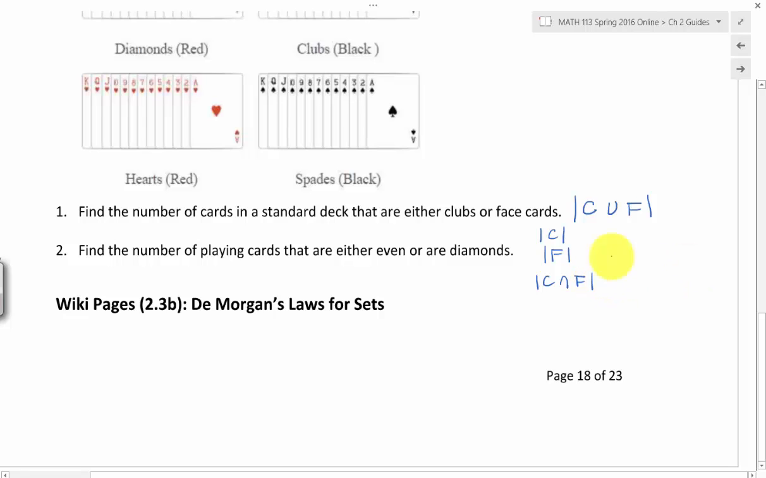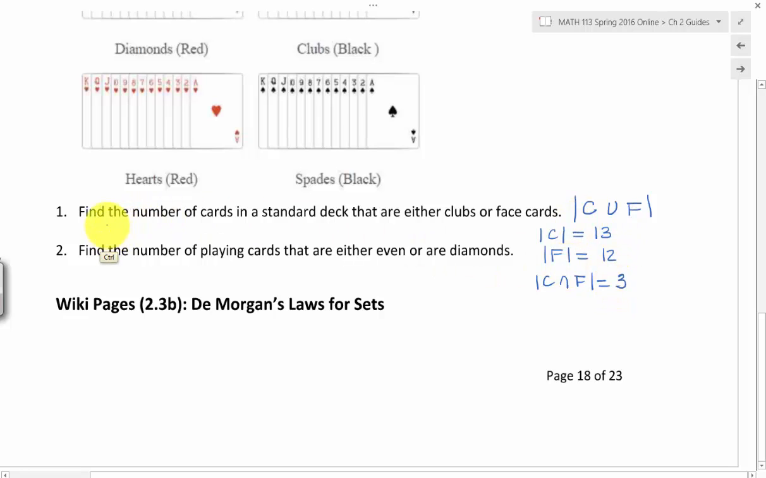And if you remember, there were three face cards for each suit, and 4 suits, and that gave us 12 face cards altogether. So the number of clubs, that was 13 cards for each suit. The number of face cards, that was 12 face cards in all.